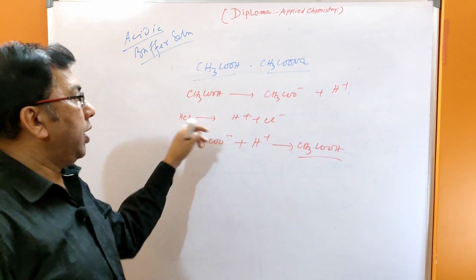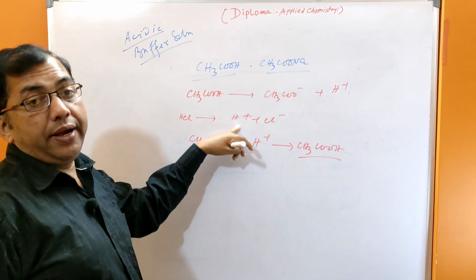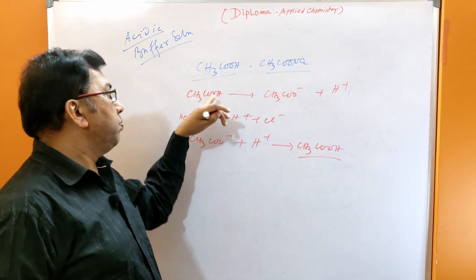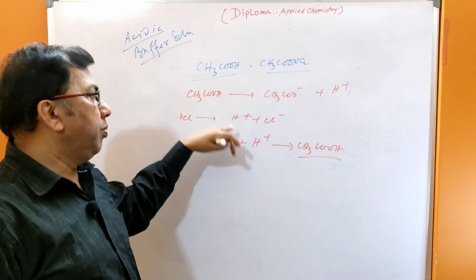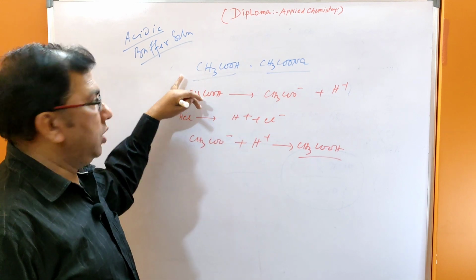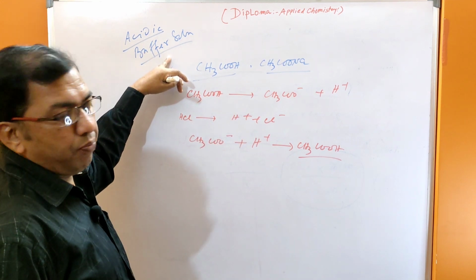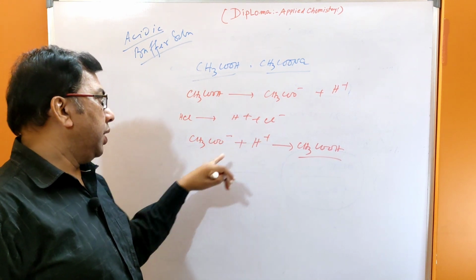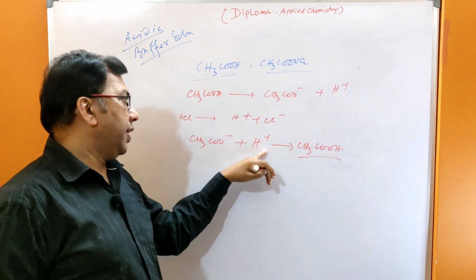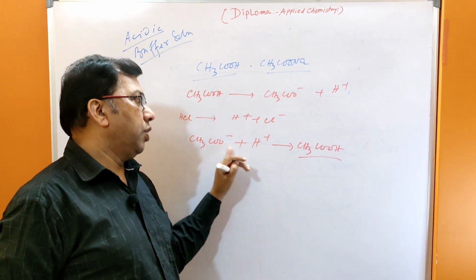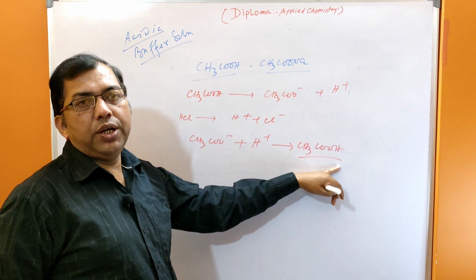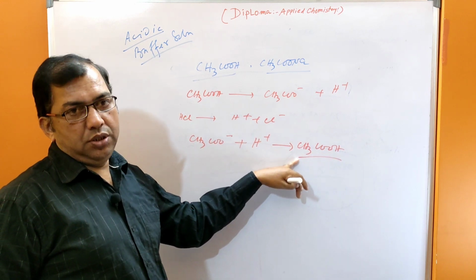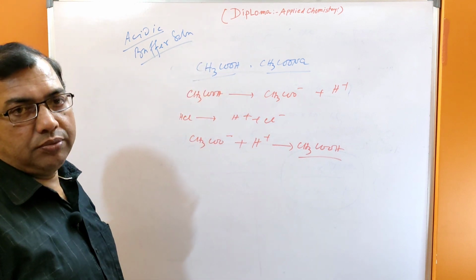So in spite of adding some HCl, that is H plus ions, the pH value will not change. It will remain constant. This is the buffer solution, the action of an acidic buffer solution. The H plus concentration is increasing, but this H plus will react with CH3COO minus and form CH3COOH, a weak acid, which is undissociated. So there will be no change in pH. This is the action of a buffer solution.